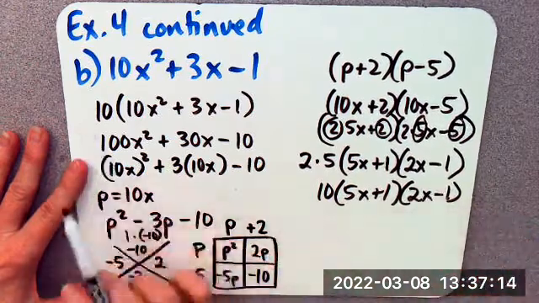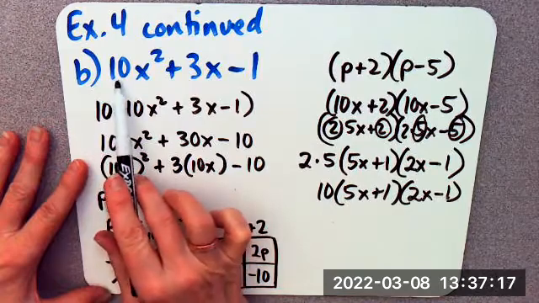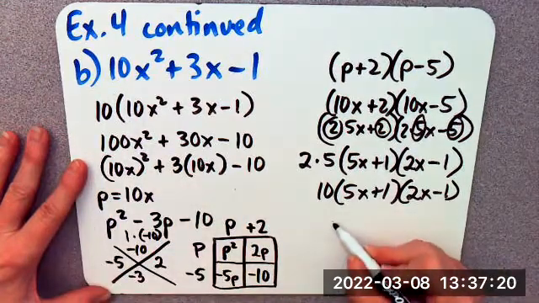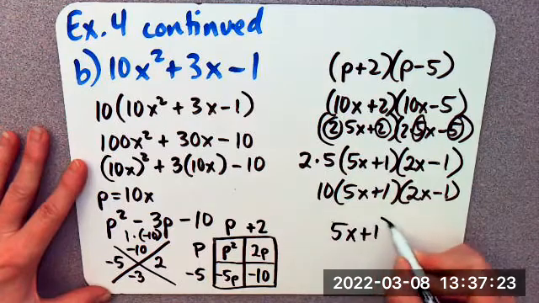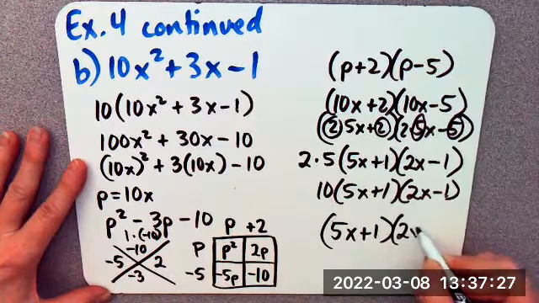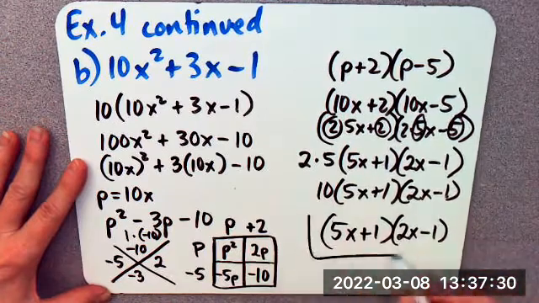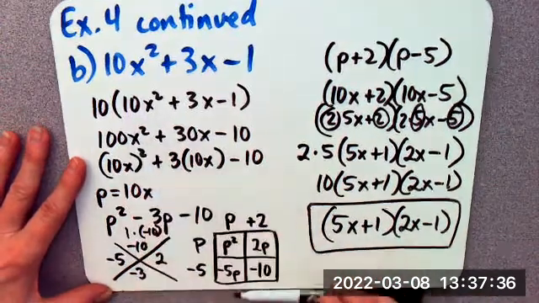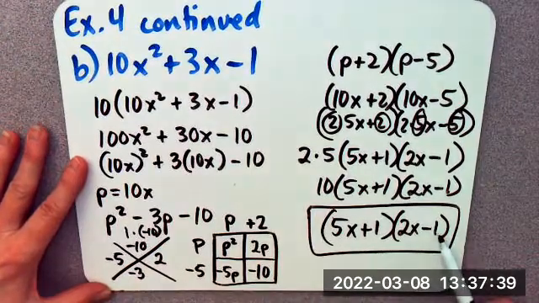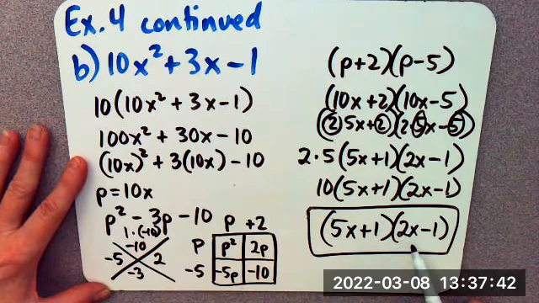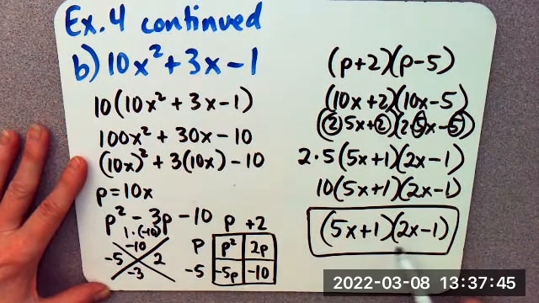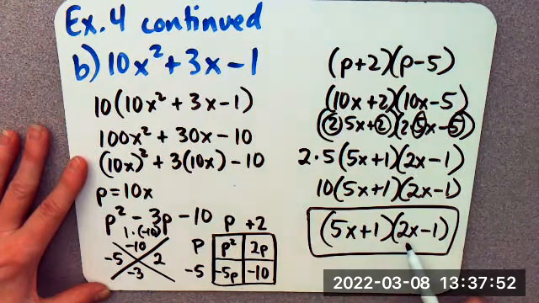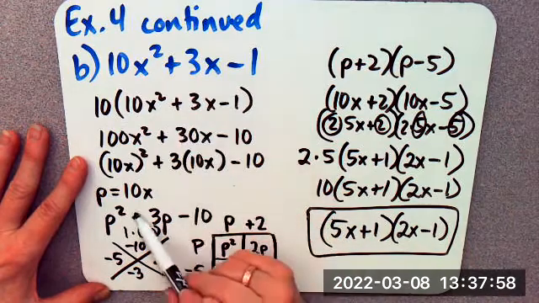Since we did randomly multiply by a 10 because it matched that 10, now we can divide by 10. So our final answer is just going to be this. Okay, so let's check it. So 5x times 2x is 10x squared. 5x times -1 is -5x, and 1 times -2x is 2x. So -5x plus 2x is -3x. Did I? Oh, look at that.